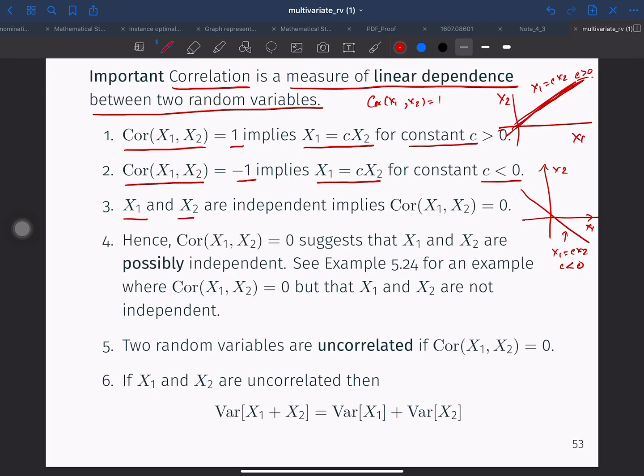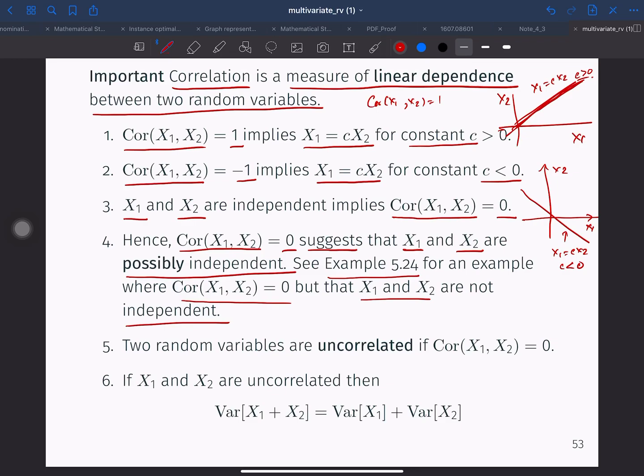If x1 and x2 are independent, that implies the correlation is 0. The converse of that statement says that if the correlation is 0, that suggests that possibly x1 and x2 are independent, but not always. In fact, example 5.24 in your textbook gives an example where the correlation is 0, but x1 and x2 are not independent. So if they're independent, correlation is 0. If correlation is 0, that does not necessarily imply that they have to be independent.